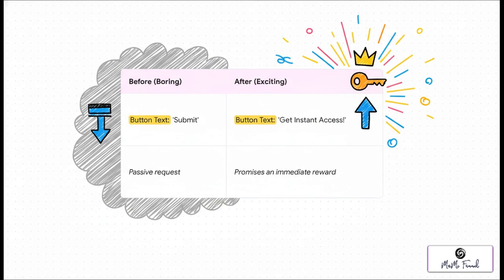Just look at the difference here. The word submit feels like work, right? It feels like you're giving something up. But get instant access? That feels like a gift. It promises an immediate reward. You're not just asking them for information, you're giving them a key to something awesome. That tiny shift in language is absolutely huge.